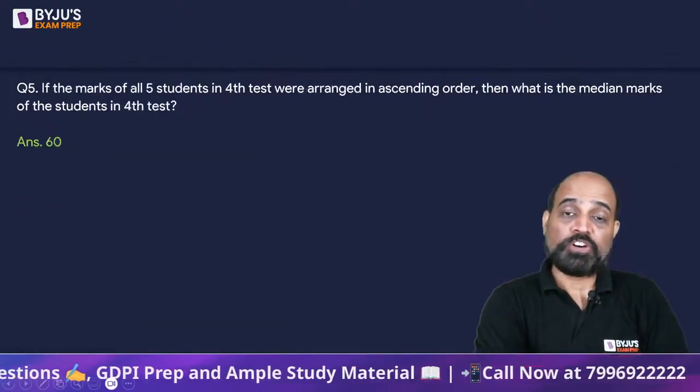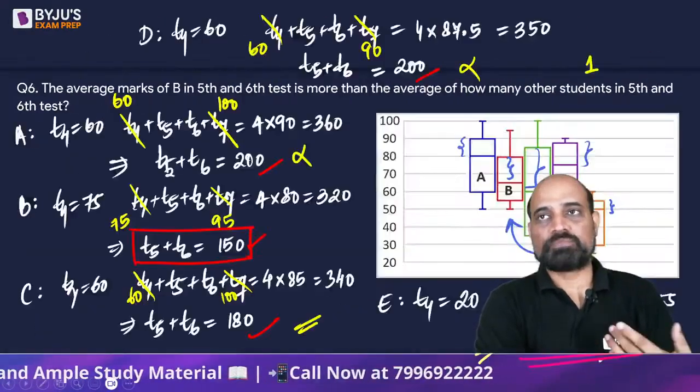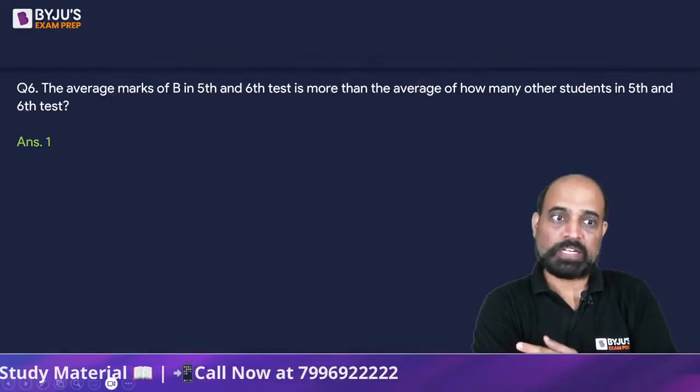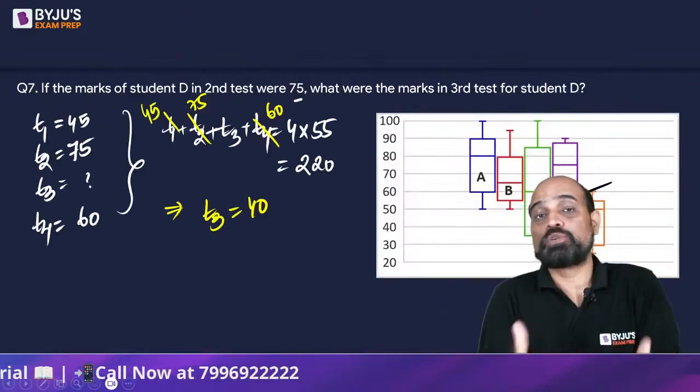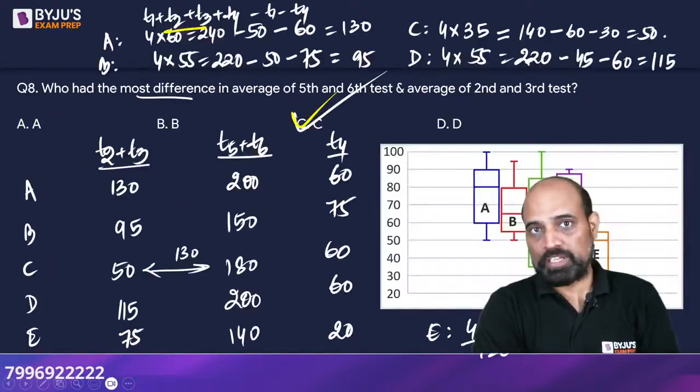Right? So that's the beauty of the box and whisker part. Anything that has to do with comparison can be done this way. But the other questions were based on calculation, as in what is the number, what are the marks. For that we will need to solve.